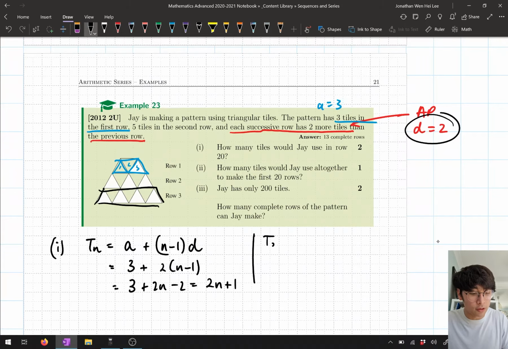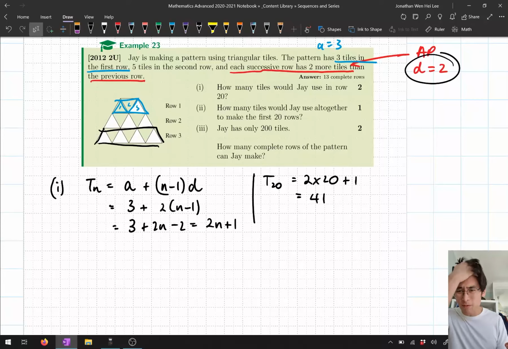So here, if we want to find the 20th row, all we're going to do is sub in 20 into this formula. So we get 2 times 20 plus 1, which gives me 41. And so here, when you're reading these questions, just be really careful. What type of question is it asking you? Are you trying to find the term or are you trying to find the sum, a partial sum up until that point? And so for this case, it's actually asking you to find the term.